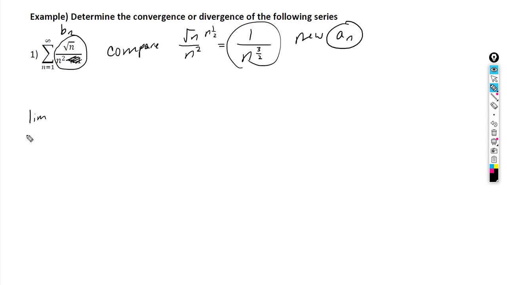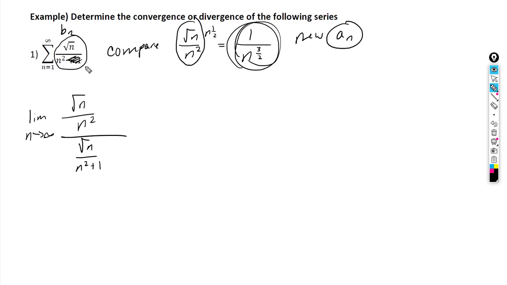I want to say, okay, the limit as n approaches infinity. Remember, the limit comparison test was a sub n over b sub n. So for a sub n, I'm actually not going to use this, I'm going to use this piece right here. It just makes it a little bit easier, and I'll explain why. So that's the square root of n over n squared, that's a sub n divided by b sub n. Okay, and b sub n is the original function. I know the plus 1 is arbitrary at infinity, but that's what we're going to do there.